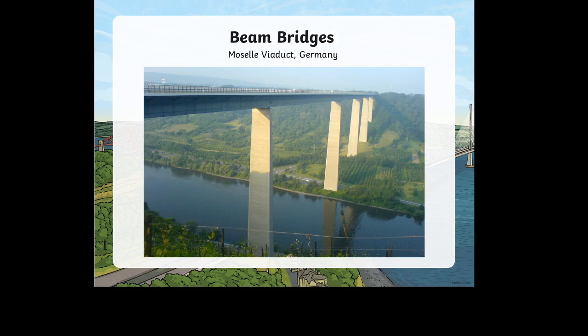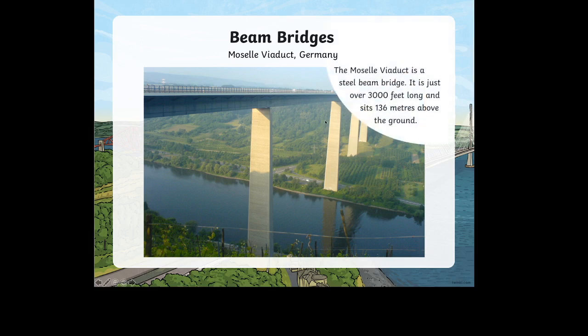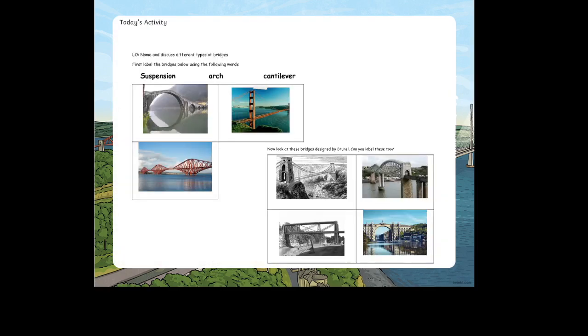Here's another one. So here we've got the beams going down. Lots of different beams. This is a viaduct in Germany. So it's not actually a road up there, it's a canal, so that would have canal boats going across it. It's a steel beam bridge and it's over 3,000 feet long and sits 136 metres above the ground.